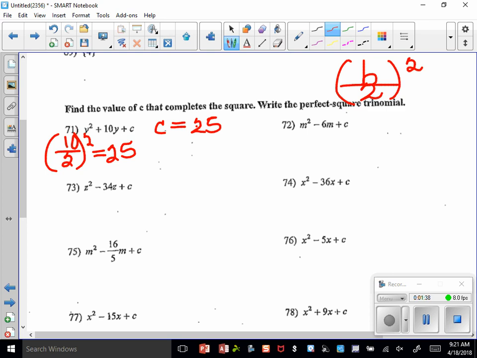So in number 72, I'll do the same thing. The B term is negative 6. I'm going to divide that by 2. So negative 6 divided by 2 is negative 3. Negative 3 squared is a positive 9. So C equals 9. So all we're doing is just making it a perfect square trinomial.